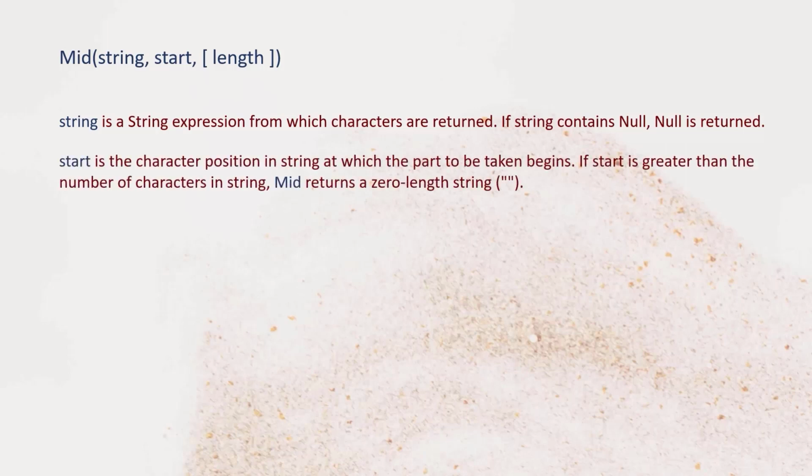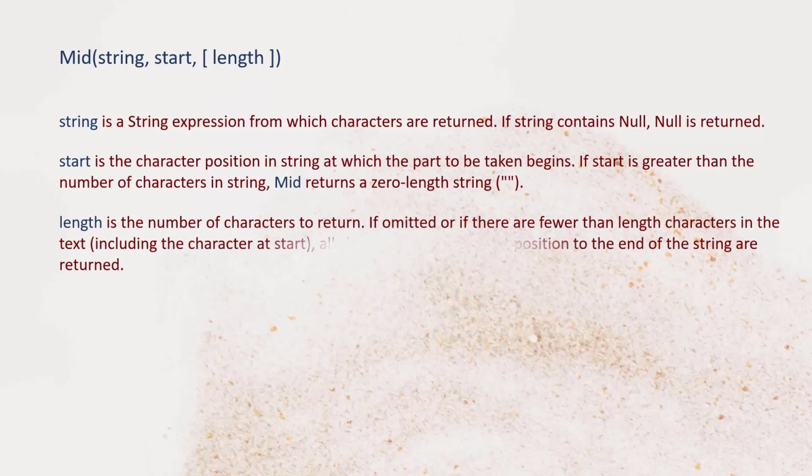Start is the character position in string at which the part to be taken begins. If start is greater than the number of characters in string, Mid returns a zero-length string. Length is the number of characters to return. If omitted, or if there are fewer than length characters in the text, including the character at start, then all characters from the start position to the end of the string are returned. Let's understand this using an example.